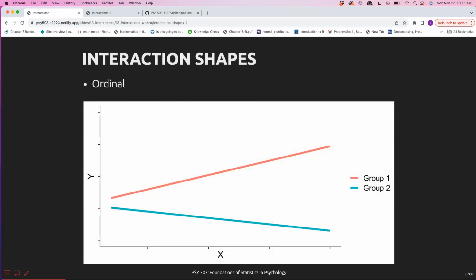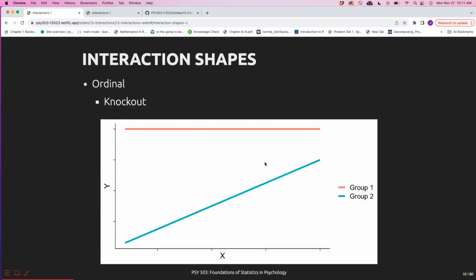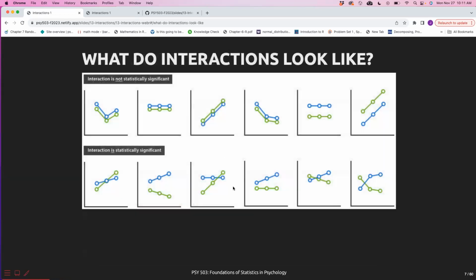There's also ordinal shapes where we might have a slope that's consistently higher than the other group. That's depicted here. Then you might have something like what's called a knockout interaction, where for one of the slopes, the slope is at 0 and the other slope is positive, or it could be negative. And this is called the knockout interaction. So these are the two general interaction shapes that you can see. Again, you're not going to get something that looks perfectly like this. But as long as there's some non-parallelity, that means that there's an interaction occurring in your data set.